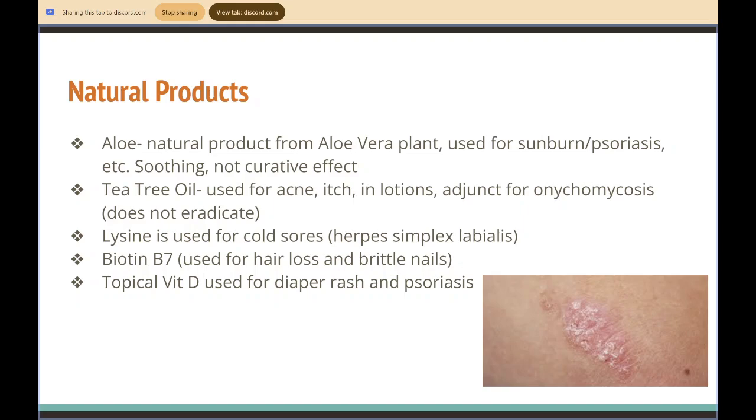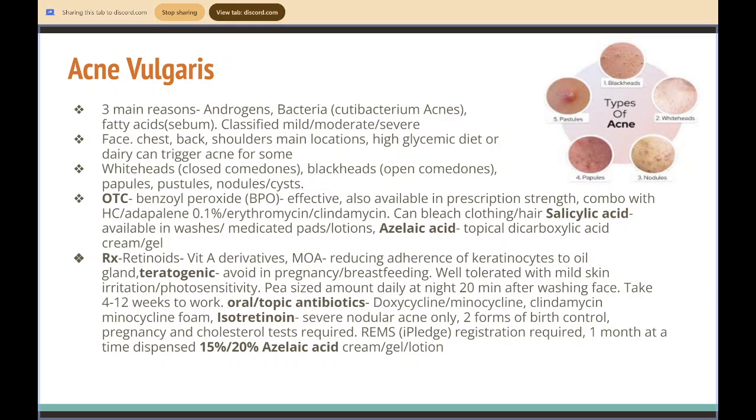On the bottom right, you'll see a picture of a psoriatic lesion. Acne vulgaris: on the top right, there are 5 types of acne. We have blackheads, whiteheads, nodules, papules, and pustules. And the 3 main causes of acne vulgaris are androgens in excess, bacteria such as Cutibacterium acnes, and if it's pronounced Cutibacterium, that's up to you. I think Cutibacterium is much cooler. And fatty acids, which is sebum.